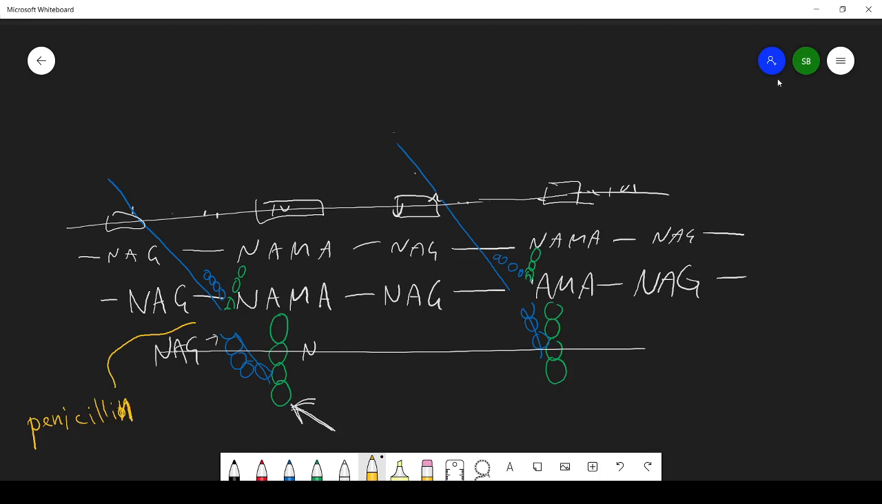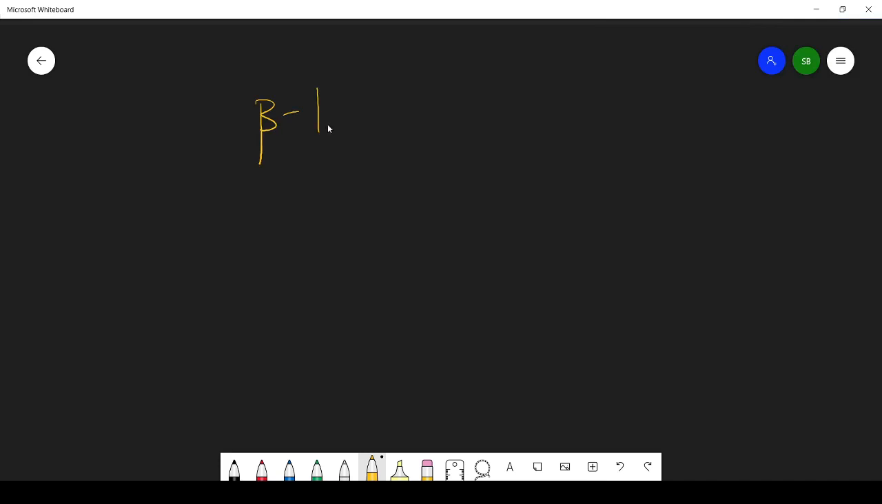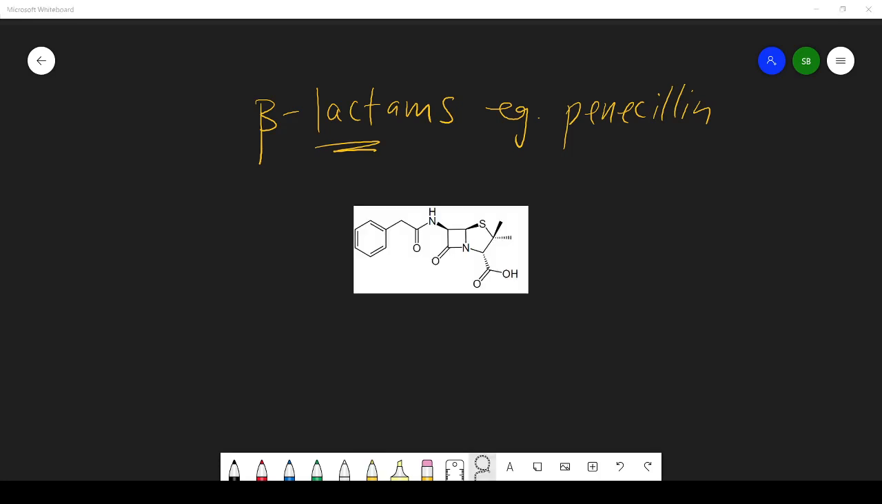So penicillin is a member of the beta-lactams. Penicillin is one type of beta-lactam, but there are others as well. And they're called beta-lactams because they have this funny chemical shape. It's this square ring here that makes it a beta-lactam. So you find other types of penicillins and other drugs a bit like this.